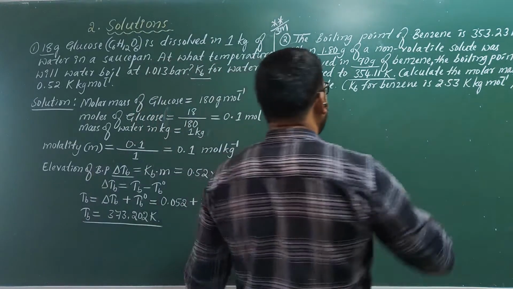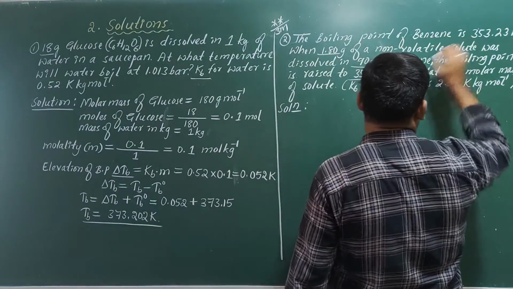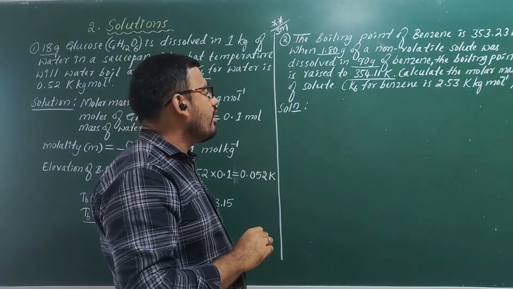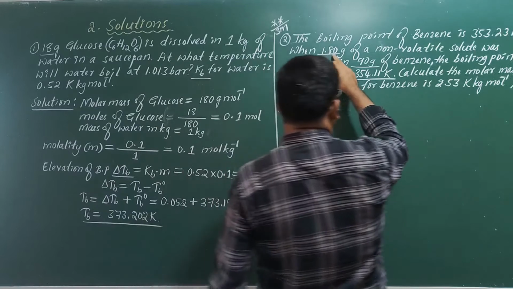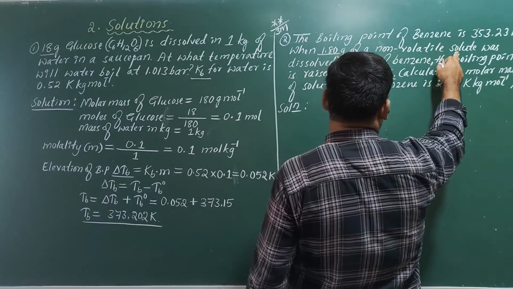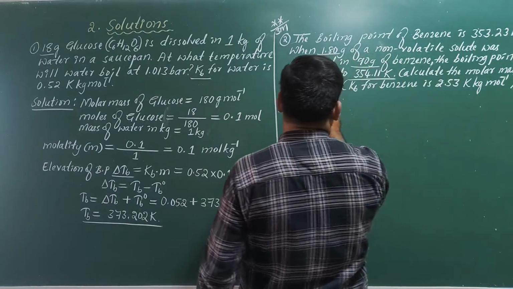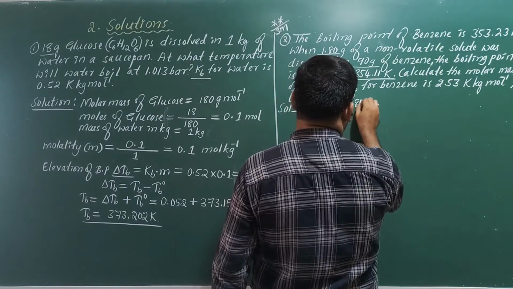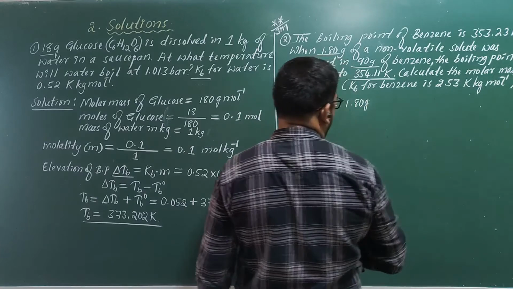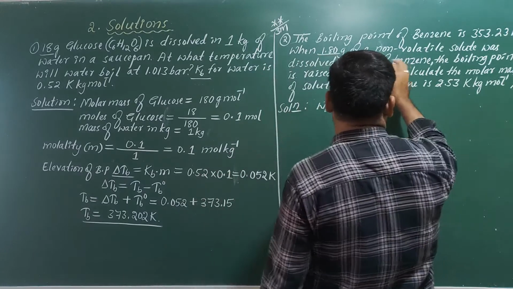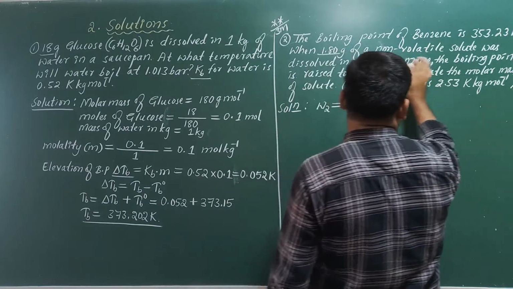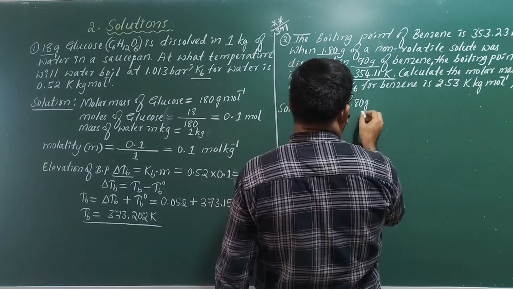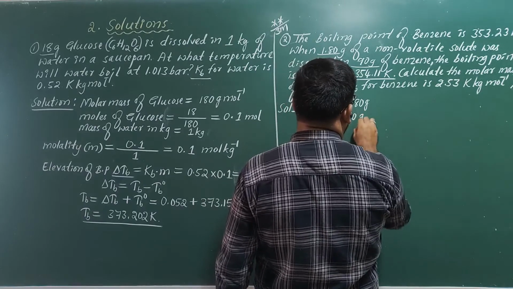So dear students, see here, the boiling point of benzene is 353.23 Kelvin when 1.80 gram of non-volatile solute. Already he has given the mass of solute, so it can be written as W2, which is 1.80 gram. If you read further, it is dissolved in 90 gram of benzene. Mass of solvent is given, W1 is 90 grams.